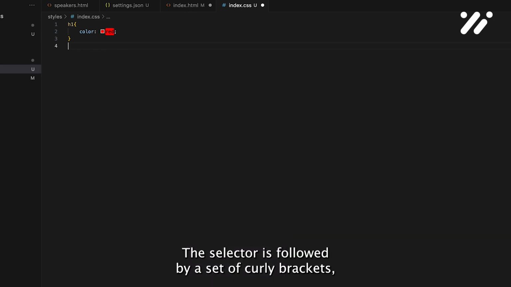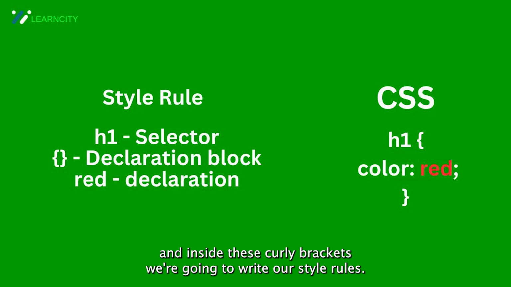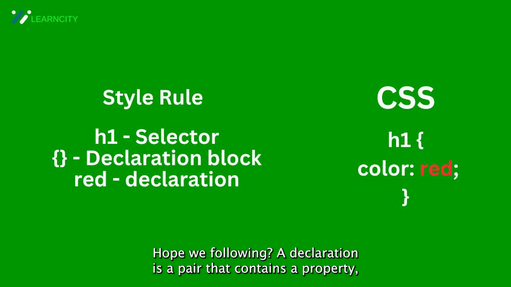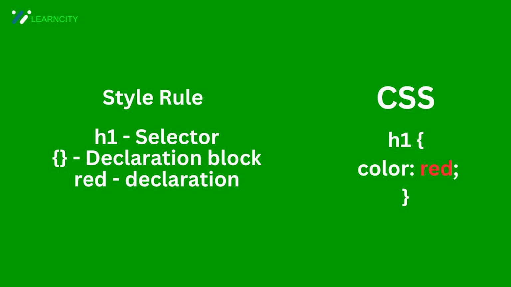The selector is followed by a set of curly brackets, and inside these curly brackets, we're going to write our style rules. Now, this is what we call declarations. Hope we're following. A declaration is a pair that contains a property, in this case color, and a value, in this case red.